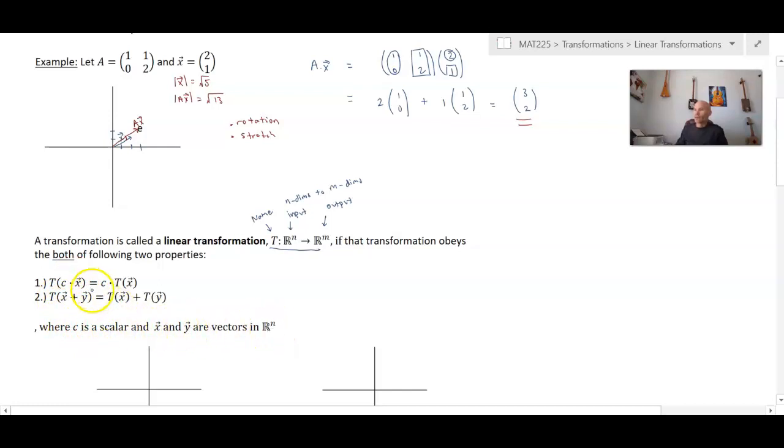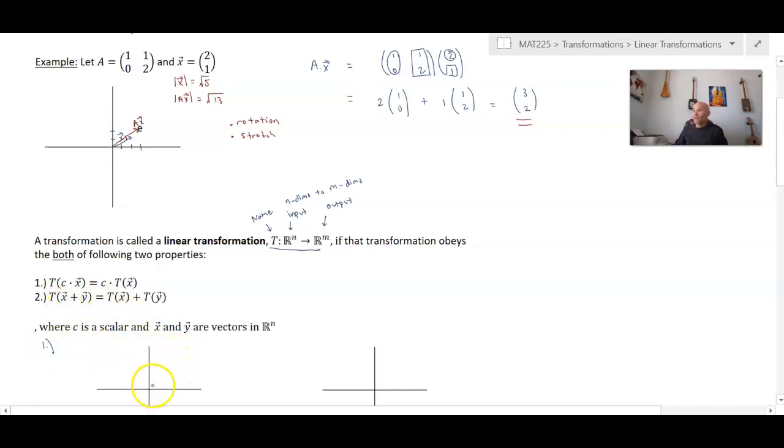So those are our inputs. Okay, so here's what's going to happen. The transformation of a vector that gets scaled is the same thing as transforming the vector first and then scaling it. So I want to give a visual representation of this.